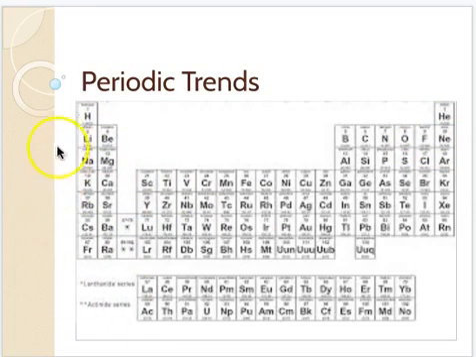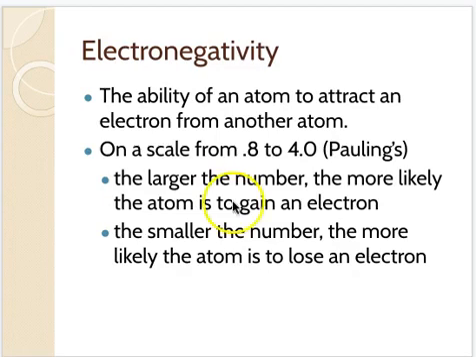Elements on the left side of the periodic table generally don't gain electrons. They're going to lose. So these have really low electronegativities. These guys are less likely to gain electrons. They are more likely to lose. So they're going to have a low electronegativity number. So the larger the number, the more likely it is to gain. The smaller the number, the more likely it is to lose.